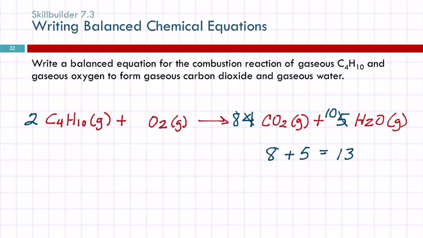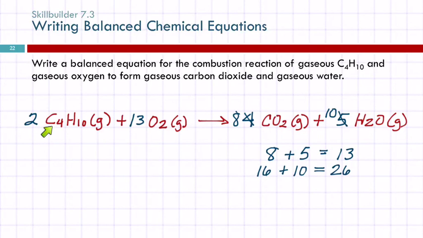And what does that do? Now I've got 16 oxygens in the first one and 10 oxygens in the second one. And that gives me 26. 26 is an even number. What do I multiply 2 by to get 26? 13. So I need a 13 here. That's the odd-even problem.